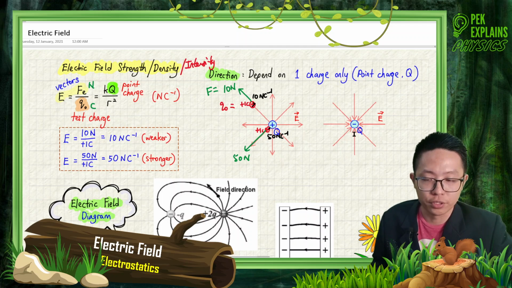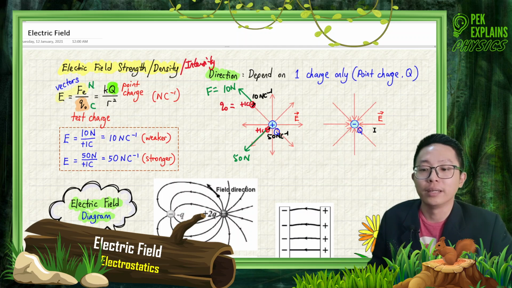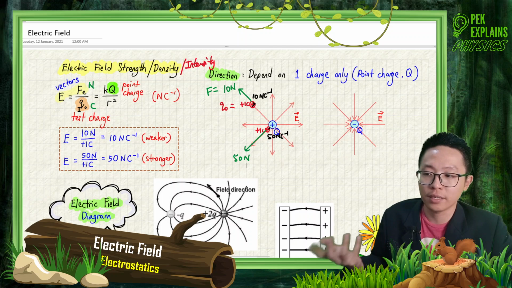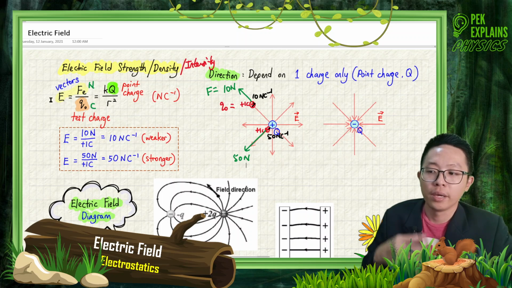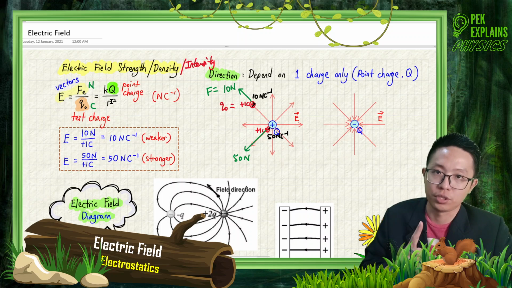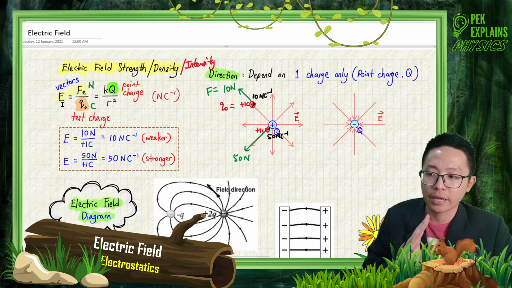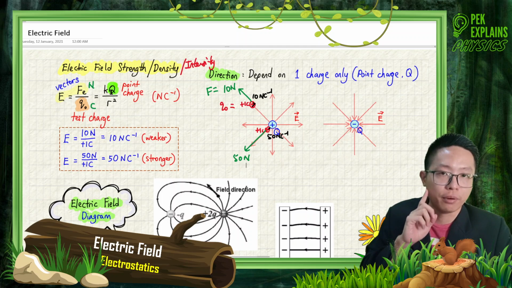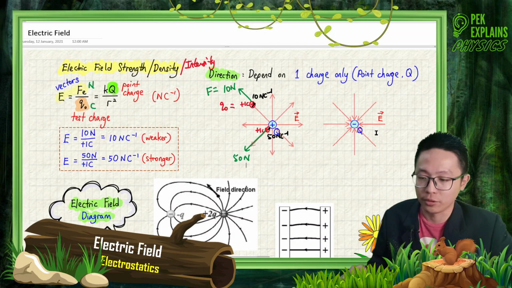But if it is a negative point charge, the field is inward, towards the negative point charge. You only look at the point charge, because in the equation there is only the point charge, the big Q only. It doesn't have the test charge, it's already been divided away. Electric field strength only depends on the point charge. So when you draw the vector diagram, remember, electric field strength only looks at one charge. That's very important. I will explain more later on.